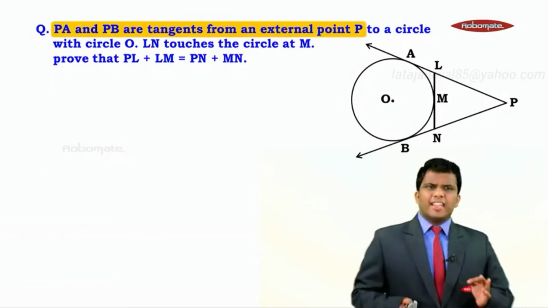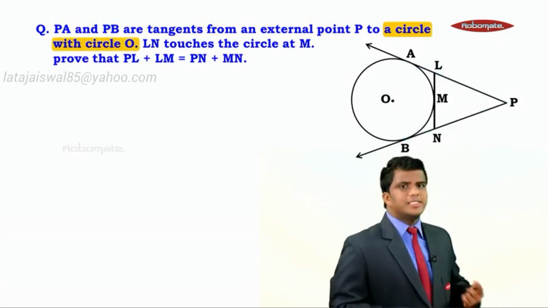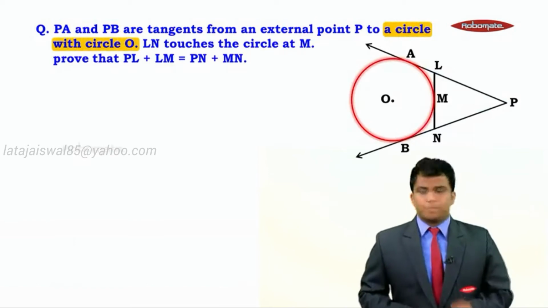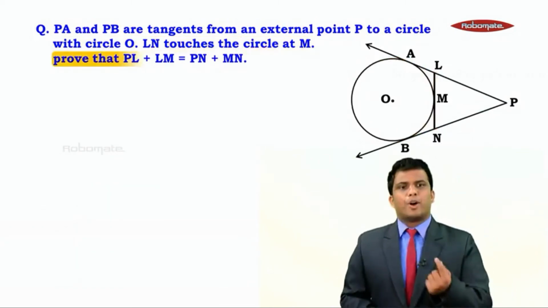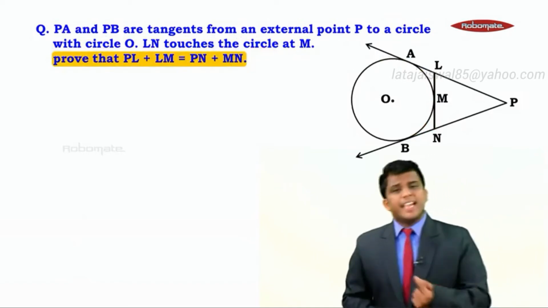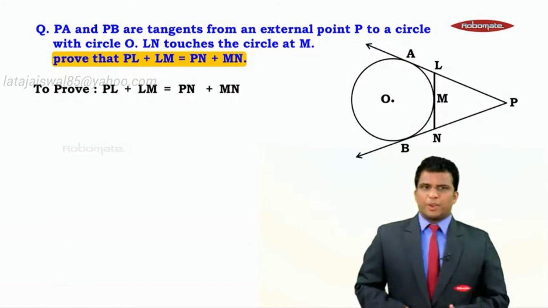To start with, we have two tangents, PA and PB, drawn from an external point P to a circle whose center is given as O. Line LN is another tangent touching the circle at point M. We need to prove PL plus LM equals PN plus MN. Let's see what we are going to do with this.